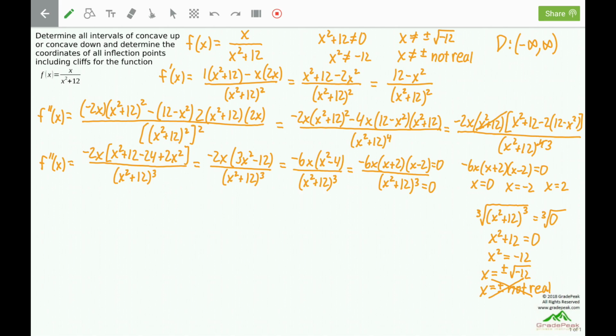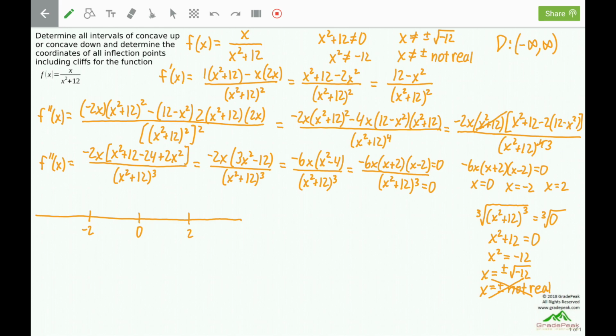We can now draw a domain line, a line representing the domain. It has no left end because it starts at negative infinity. It has no right end because it ends at positive infinity. We can put all candidate numbers on here in order. Negative 2 will come first, then 0, then positive 2, which will split the domain interval up into 4 separate intervals.